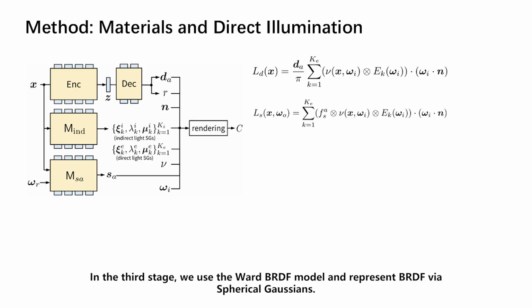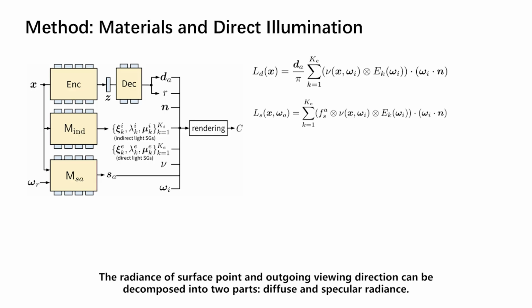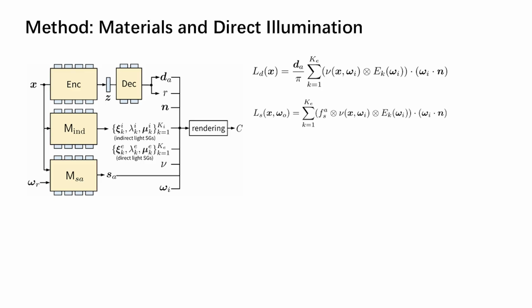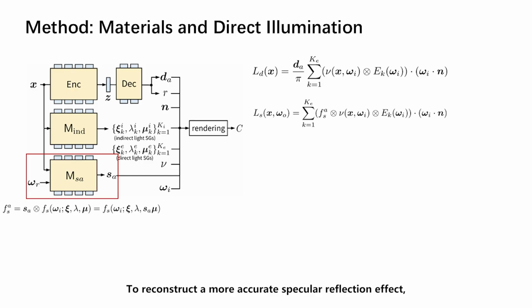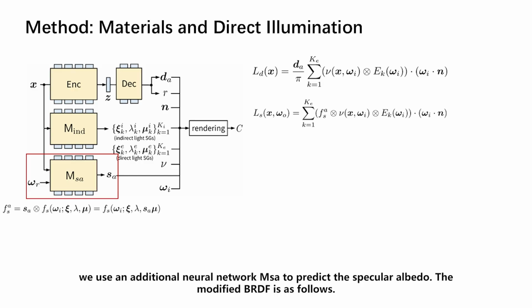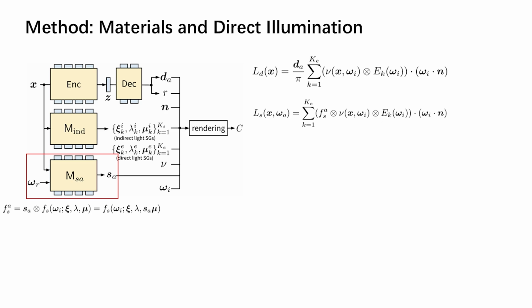In the third stage, we use the Ward BRDF model and represent BRDF via spherical Gaussians. The radiance of a surface point and outgoing viewing direction can be decomposed into 2 parts, diffuse and specular radiance. To reconstruct a more accurate specular reflection effect, we use an additional neural network M_S to predict the specular albedo. The modified BRDF is as follows.